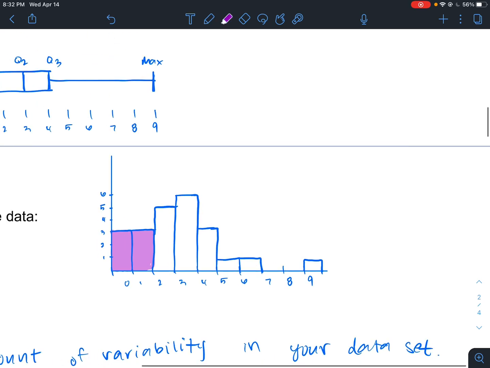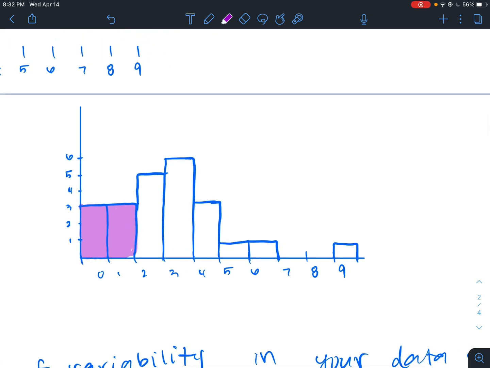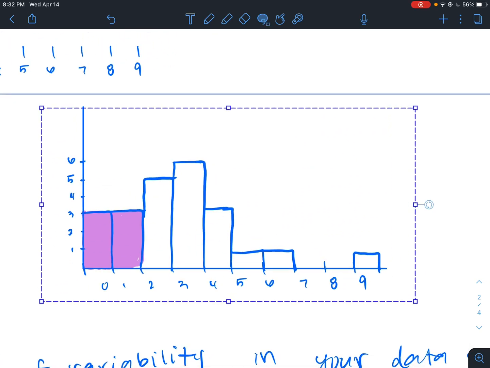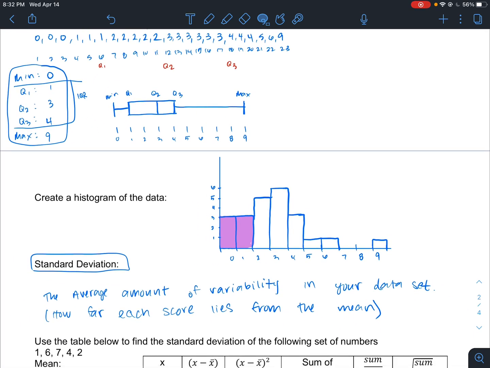Kind of got bored of filling those in with color. But anyways, this is what the histogram would look like right here. So this is a histogram. And you can kind of see how the bulk of the data is to the left.